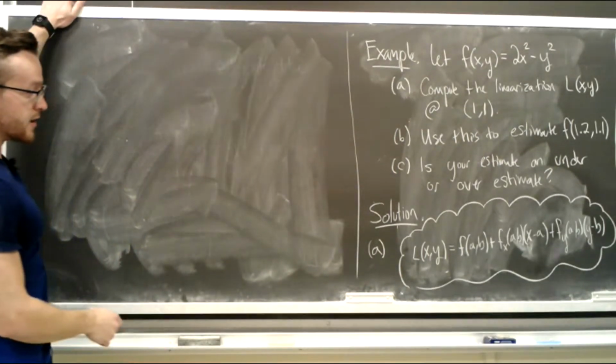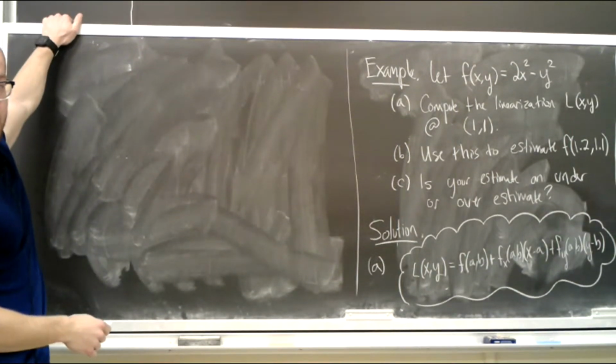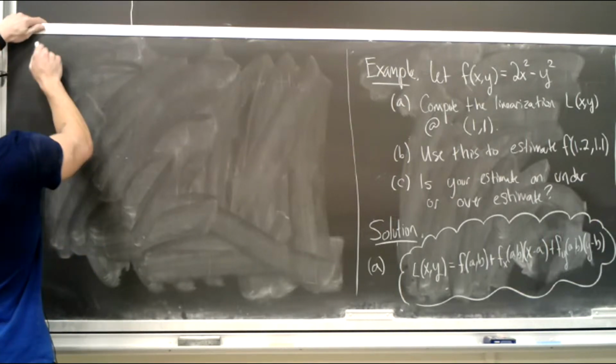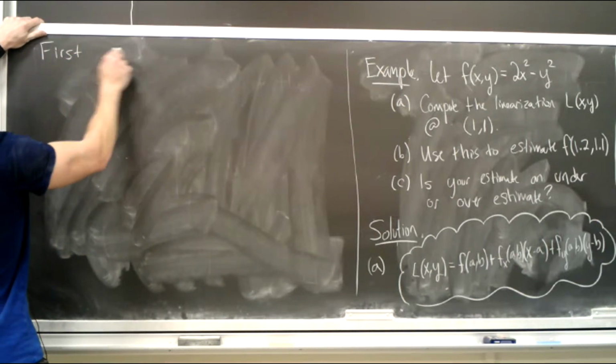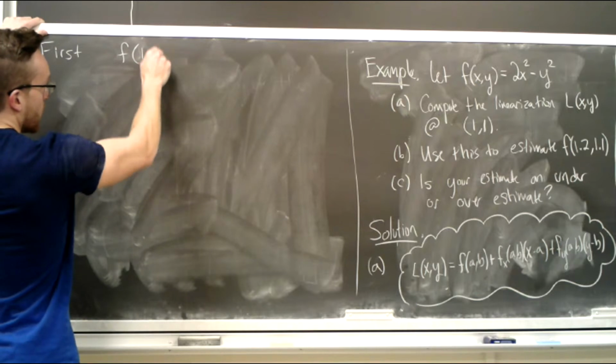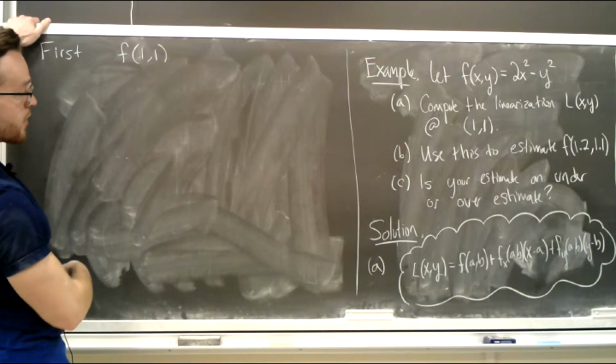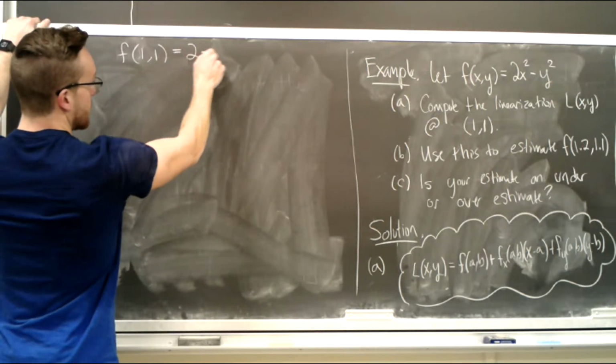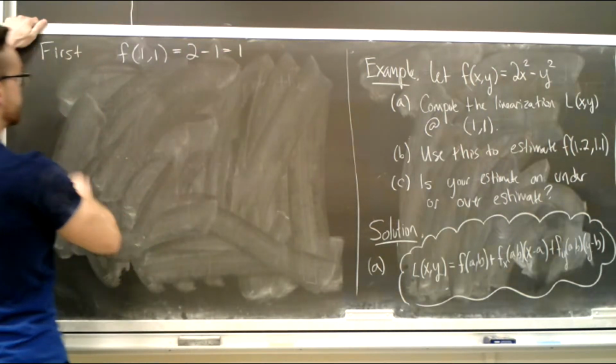All right, so we'll need f of AB, we'll need fx of AB, we'll need fy of AB. So first, f of 1, 1, which is our AB, it looks like is 2 minus 1, which is 1.